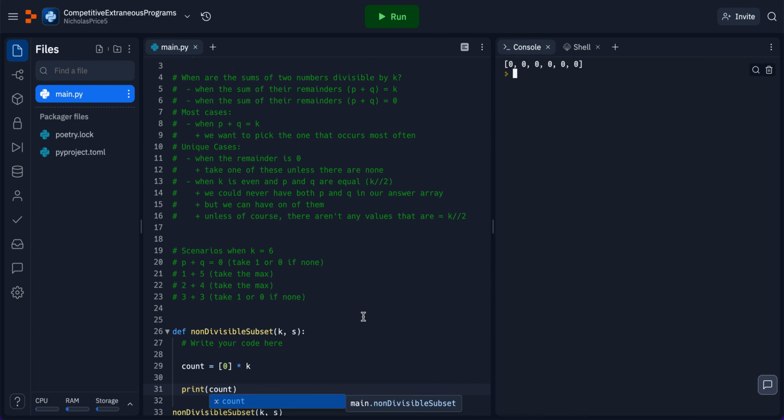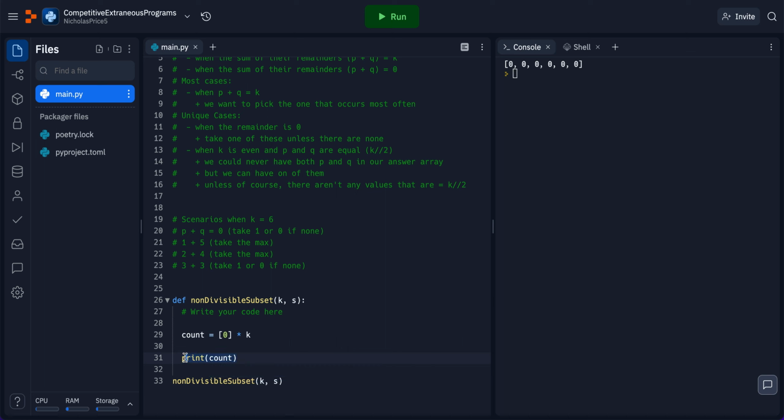Okay, so what do we do now? Well, we need to populate our counter array. And how would we populate it? Well, we're going to loop through our S array, of course, because that's where all of our values are held. And we'll want to modulo k, we'll want to divide by k and find the remainders. And then each time we encounter a remainder that we're tracking, we'll want to add one to that position in our array.